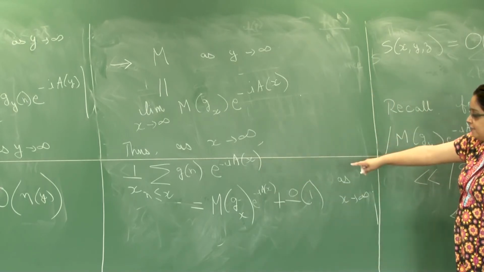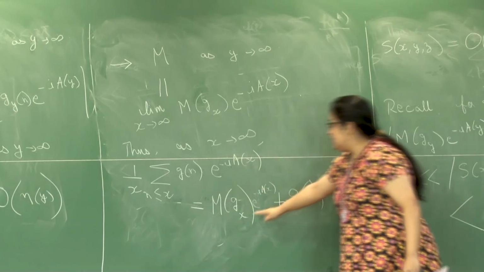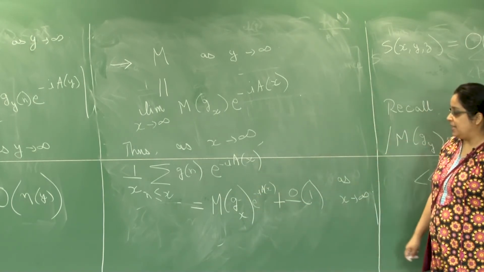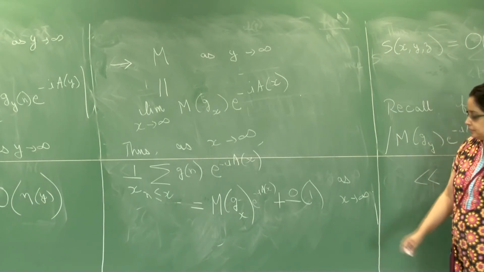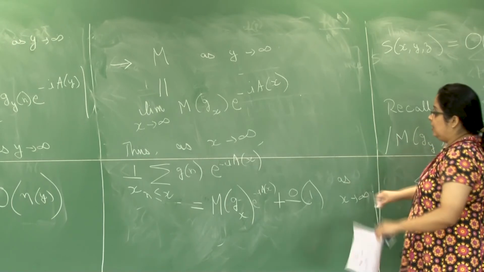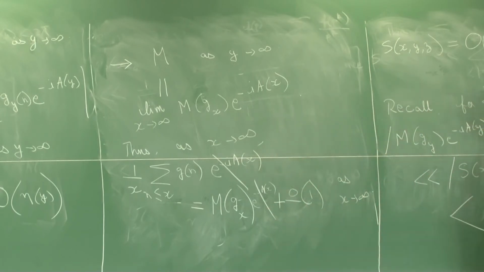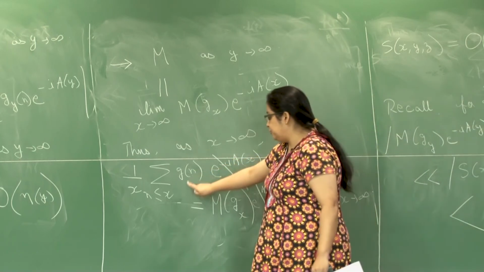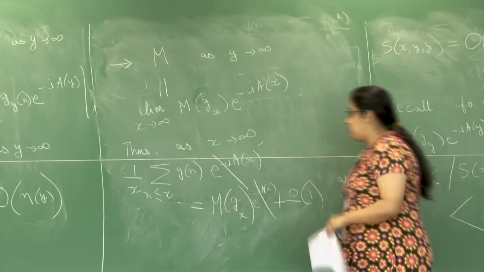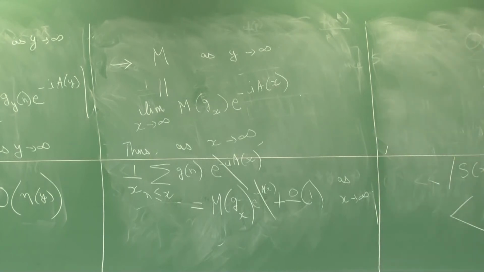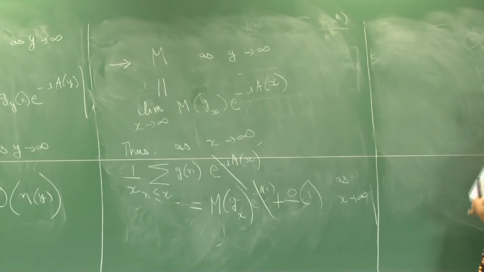So, what will we have? You will just be left with m of g sub x here plus little o of 1 times the absolute value of e to the minus i a of x, which is just 1. So, therefore, from this you can actually just remove these exponential terms. Okay, and this tells you that the mean value of g is this m of g, which we were looking for, and that concludes the proof of Delange's theorem.